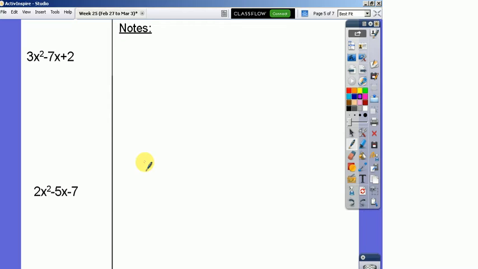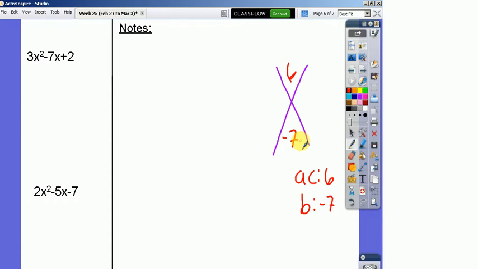Alright, these are the same as last time. So set up my x here. Find my AC. My AC is 6. My b value is -7. So again, what multiplies to be 6 and adds to be -7? We came up with -6 and -1 like last time, right?